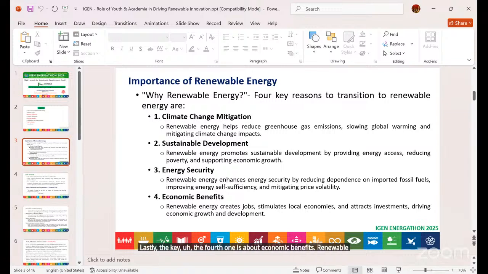Renewable energy creates not only benefits for the beneficiary of the developments, it also creates jobs, stimulates the local economies, and attracts investments, driving economic growth and development.